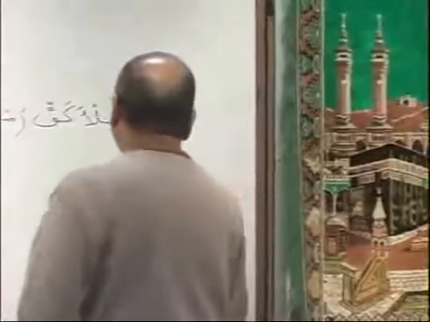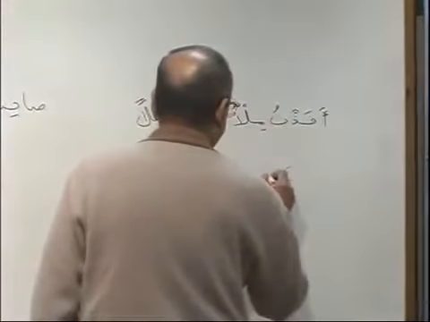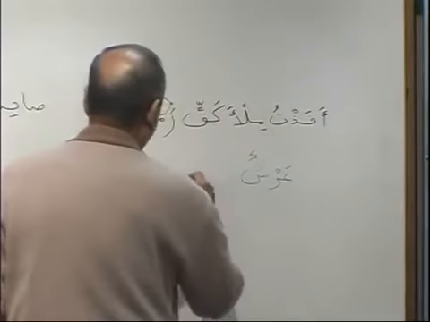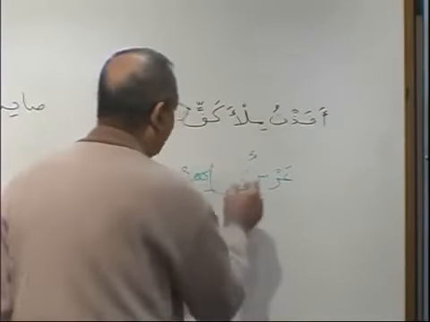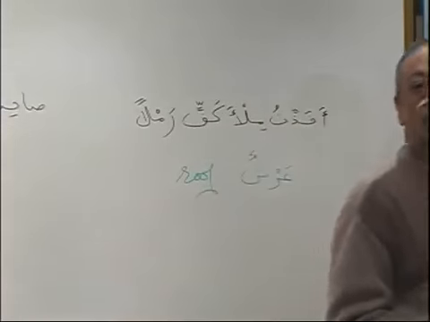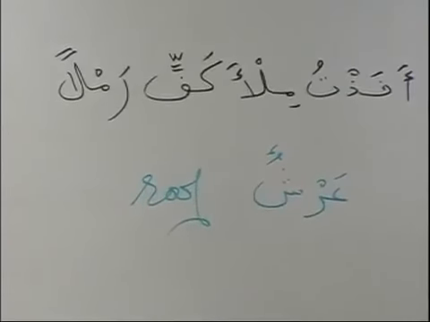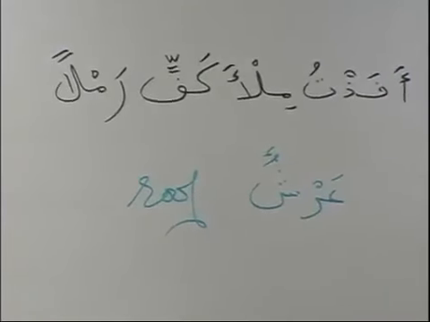Ala urushiha. What is urush? Brother and sister, write down. Arshun is the roof. Write down. Arshun is the roof. And what is the jama? Urushun. What is the translation, brothers and sisters? Or like him who passed by a township while it was in utter ruins.